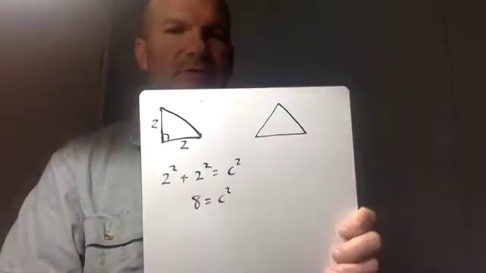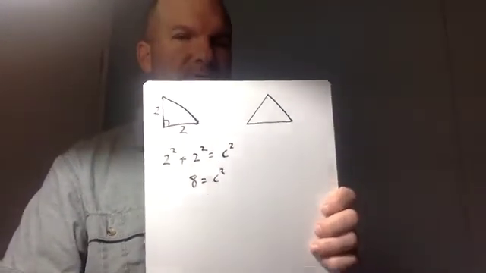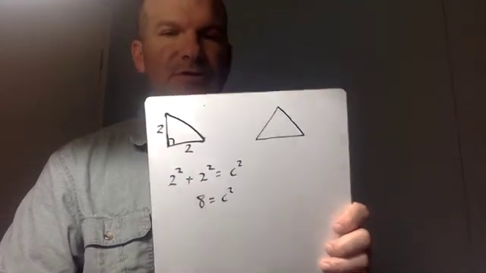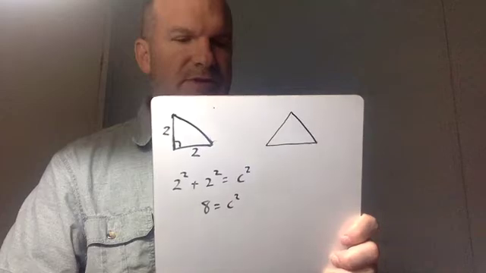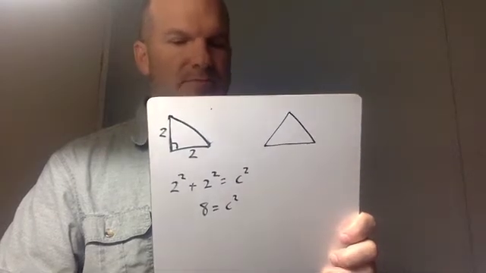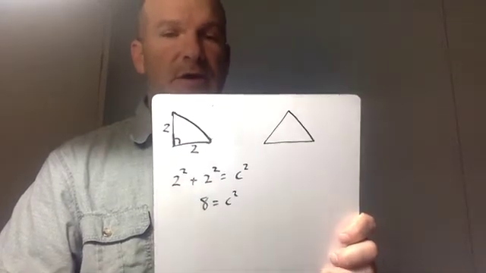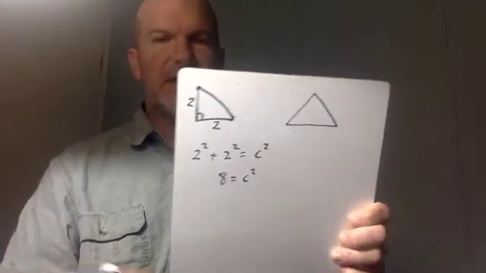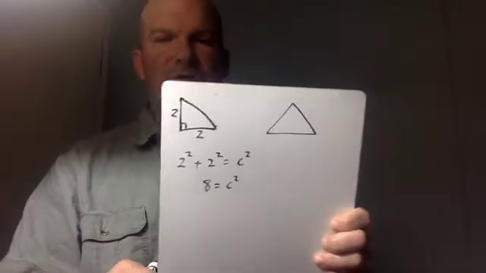8 equals c squared. And then you would take the square root of both sides to figure out what c is. And when you take the square root of 8, this is where it gets a little tricky. You don't use your calculator. You don't tell me that it's 2.8 or whatever it is. You factor down the 8 and you give me the exact answer with a square root symbol in your answer.